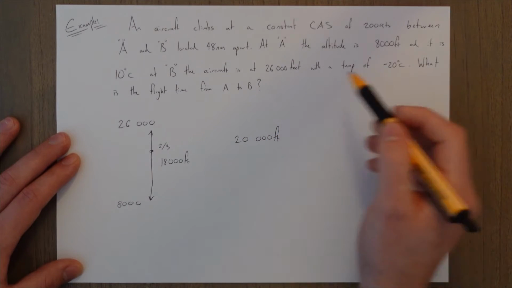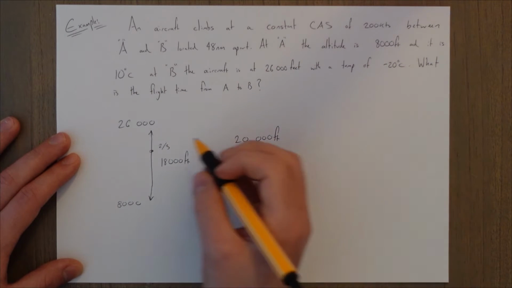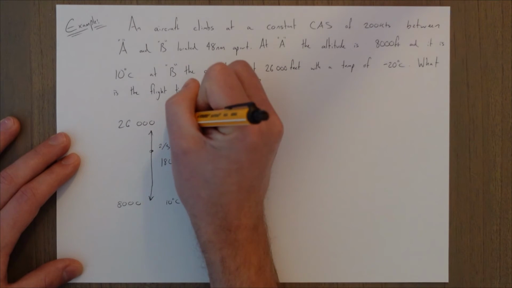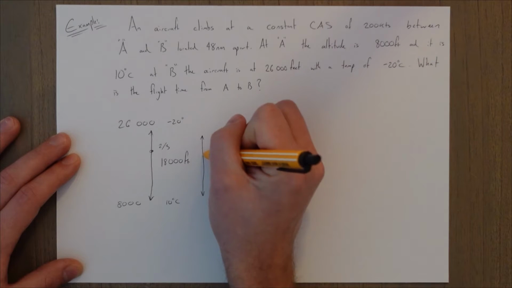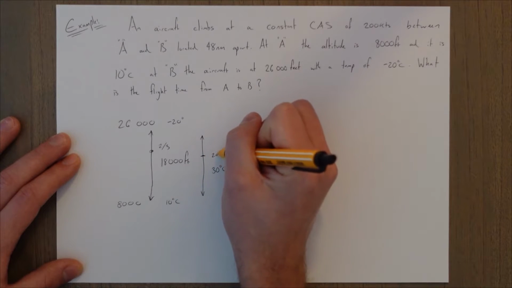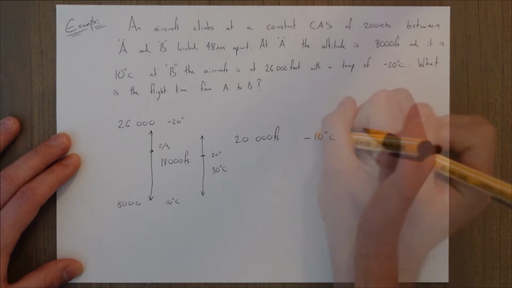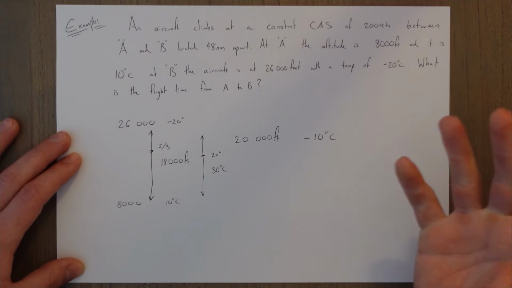We also have some temperatures, so we're going to take the average temperature. The temperature goes from 10 degrees Celsius to minus 20 degrees Celsius. That's a 30-degree drop, and 2/3 of the way it's going to be a 20-degree drop, and a 20-degree drop from 10 is minus 10. So you would use those values to calculate the true airspeed at 2/3 of the distance.